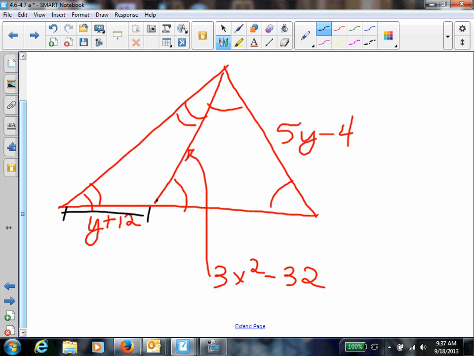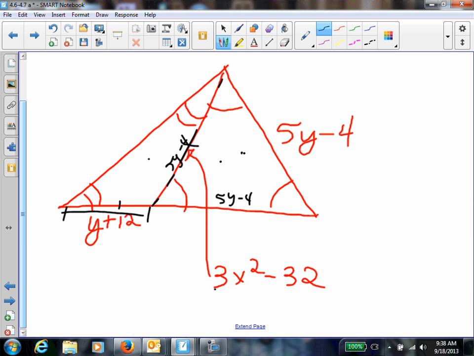Notice that this is an isosceles triangle, and on the left and on the right I have an equilateral triangle. Well, that means that every side in this triangle is 5y minus 4. Now it's this side here that's connected to both the triangle has two ways to name it, either 3x squared minus 32 or 5y minus 4.